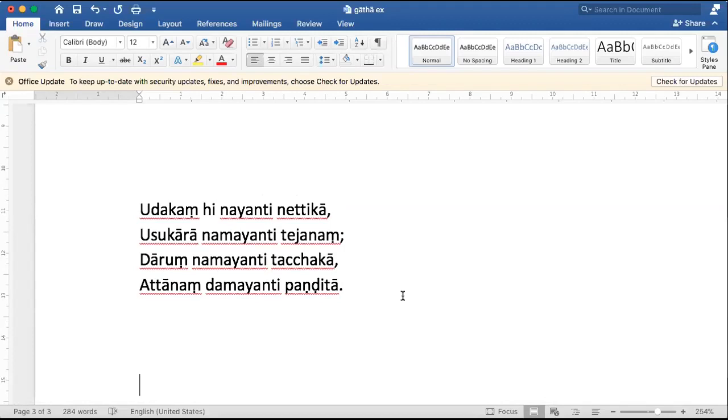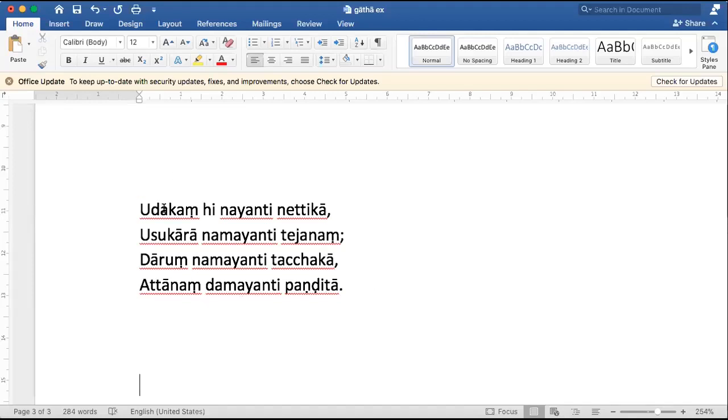Udakanghi nayanti nettika, usukara namayanti tejanang, darung namayanti tachaka, attanang damayanti pandita. So there is a very nice meaning. Please go to Dhammapada and read the meaning. It's very good for your life also, as an advice from Lord Buddha. Like the wise person controls himself. That is the meaning of the last line. So please go and see the translation, those who do not understand the meaning.